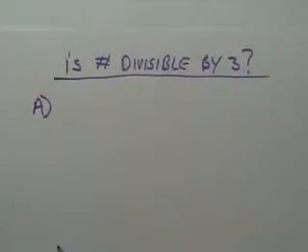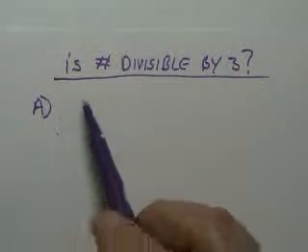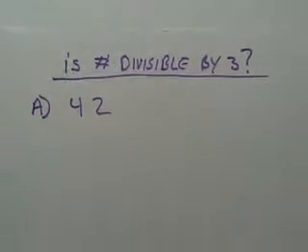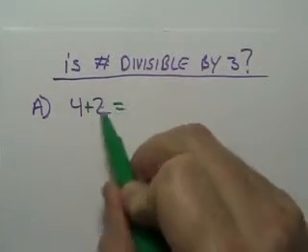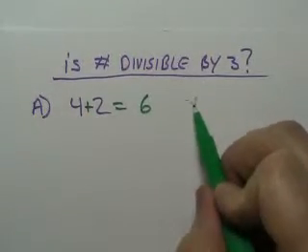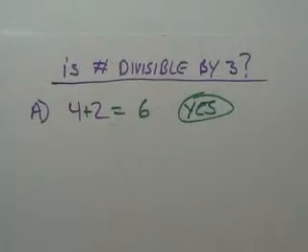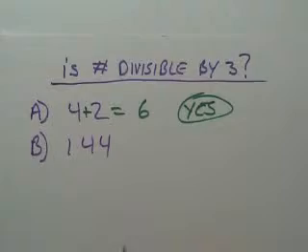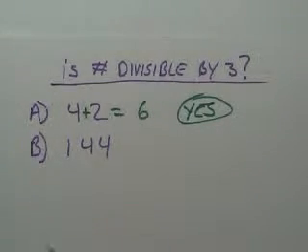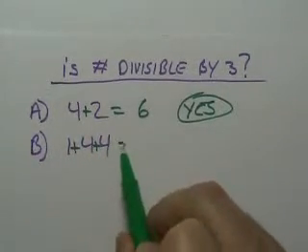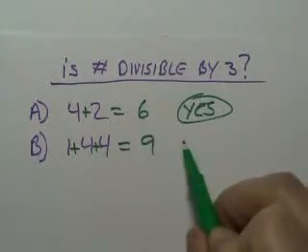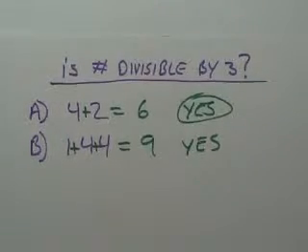Okay, don't write this, but let's just do some quick examples. Is a number divisible by 3? Here's a number right here, 42. Is that divisible by 3? I add it up, it's 6, so the answer is yes. It's divisible by 3. Here's the next one, 144. Is that divisible by 3? If I add them up, that's 8, 1, that's 9. So yes, it's divisible by 3.